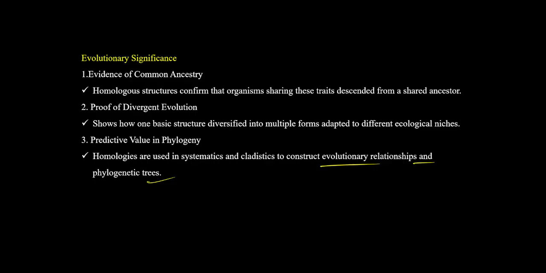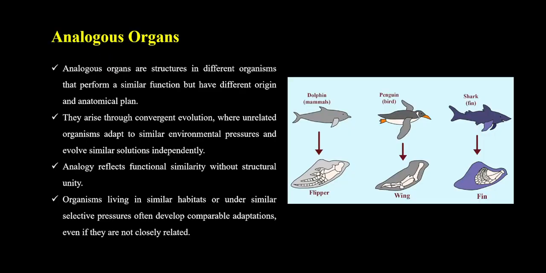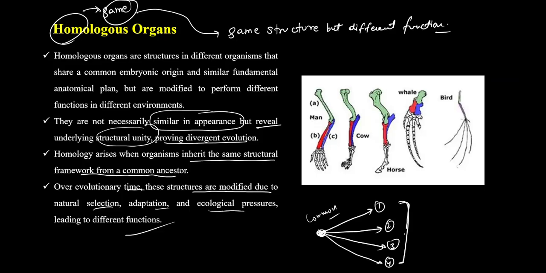The information from homologous organs is used in systematics and cladistics to construct the evolutionary relationships and phylogenetic trees. Then the analogous organs. Analogous means different, right? Different. Now, please remember, firstly, same in case of homologous and analogous, as I have written over here.